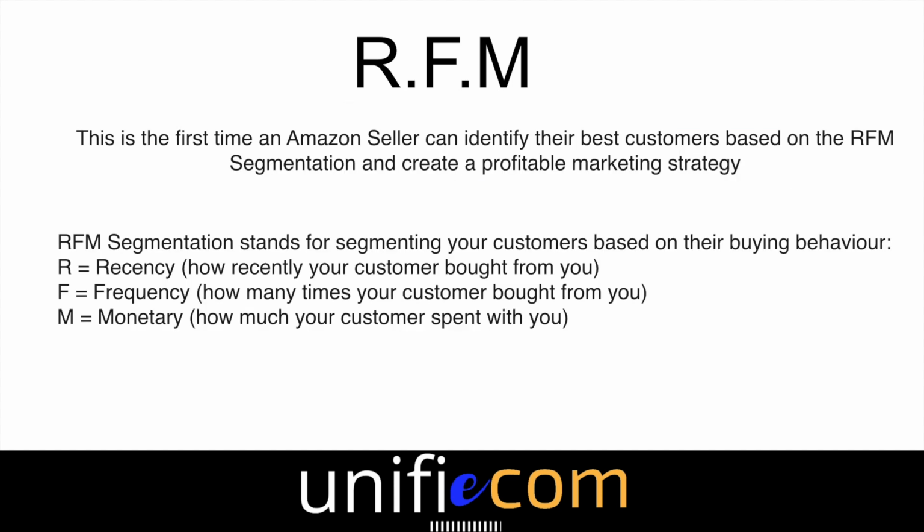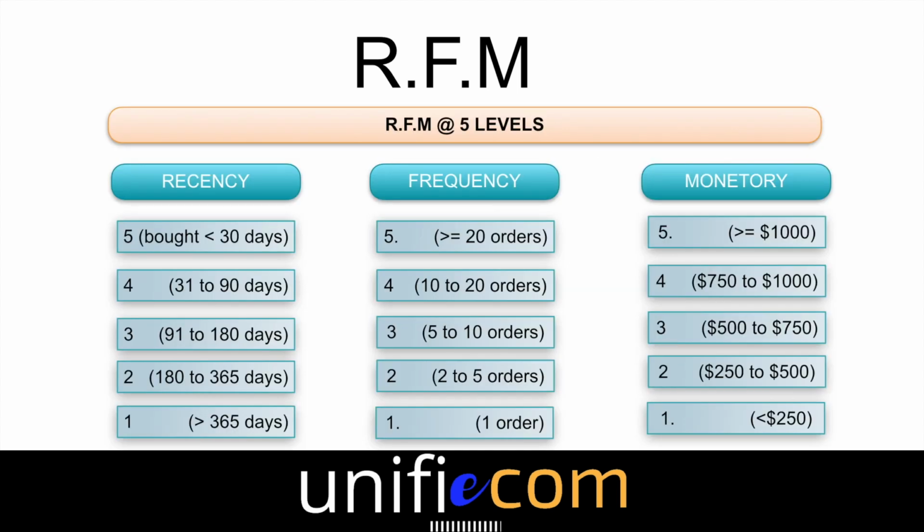So RFM is basically recency, frequency, and monetary, where you got to know how recently the customer has bought from you, how frequently they're buying your products, and how much they're spending. There are 5 levels in the UnifieCom system for recency, frequency, and monetary. This is one of the examples where, okay, recency number 5 means they have bought very recently, within 30 days.